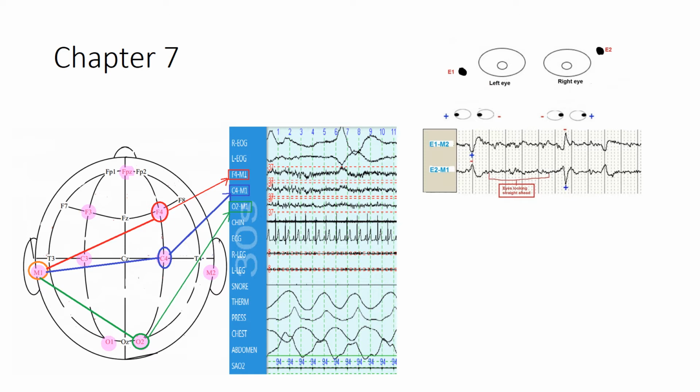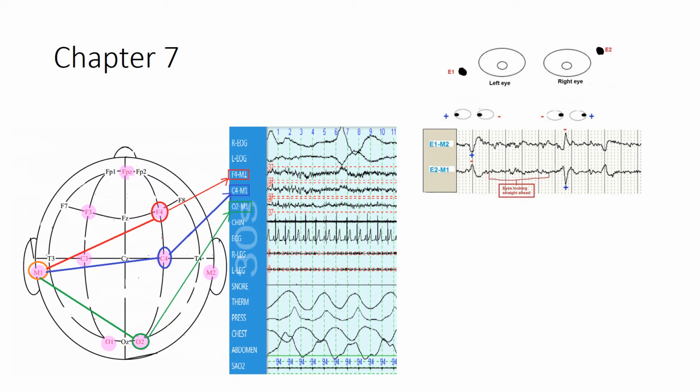In this section, we also talked about the eyes, and remember the cornea is positive, the retina is negative. So whichever way the positive part of the eye moves closer to an electrode, if your left eye looks to the left, the positive part of your eye is closest to your electrode. That is going to create a positive deflection, meaning the waveform on your channel is going to go downward.